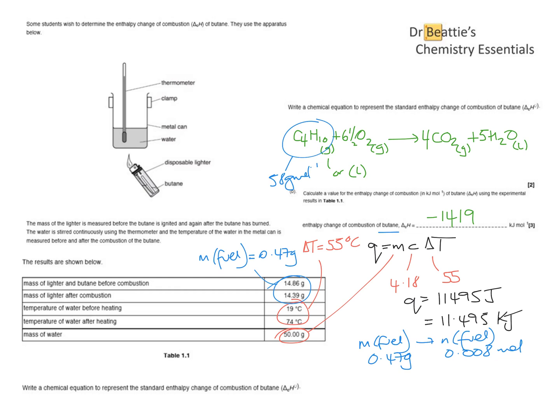And then what remains is we're going to work out delta CH by doing minus Q, which is 11495 kilojoules, divided by the number of moles, 0.008, and then that gives us the overall answer of minus 1419 kilojoules per mole.